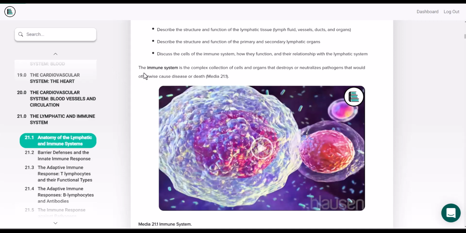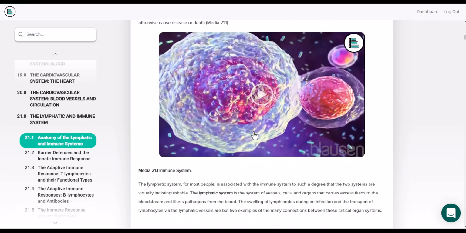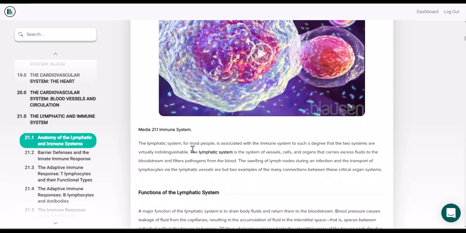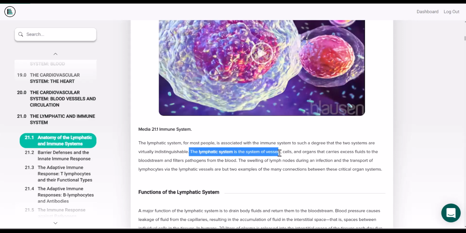Again, the immune system is a complex of cells and organs that destroy any sort of pathogen that would come into your body, and the lymphatic system is a very large part of that. Specifically, the lymphatic system is a series of vessels, lymph vessels, lymphatic capillaries, cells, all sorts of cells. We're going to talk about different sorts of lymphocytes, but we're not going to get into the gory details of those cells, and organs like the spleen, the tonsils, the thymus, and we'll see a number of other descriptions as well, including the lymph nodes.